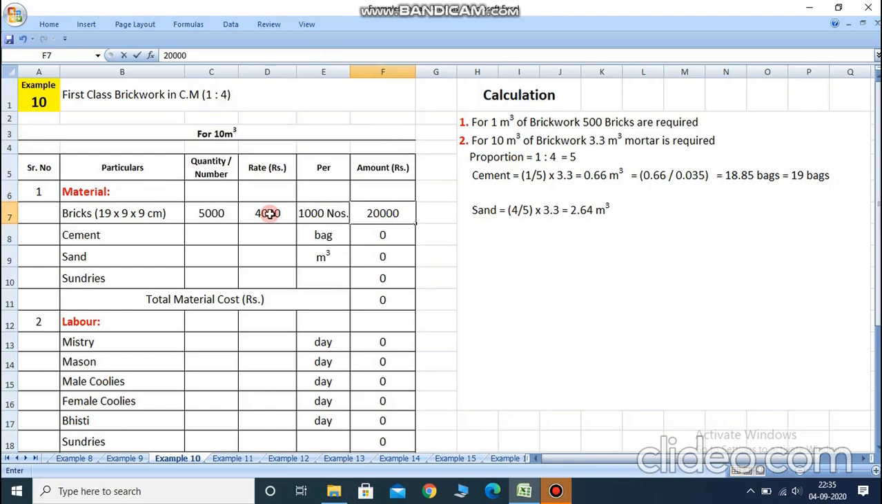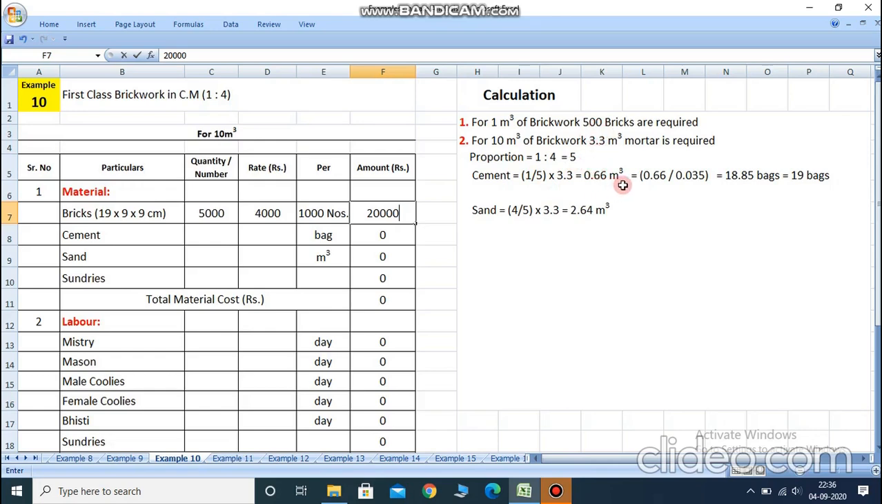Now let's calculate the cement quantity. For a 10 meter cube brickwork, 3.3 meter cube mortar is required. For the proportion of 1:4, the summation is 5. Clear? So cement is equal to 1 divided by 5. Here 5 is the summation of 1:4, 1 is one part of the cement, and 3.3 we already took from here, and we got the answer 0.66 meter cube.